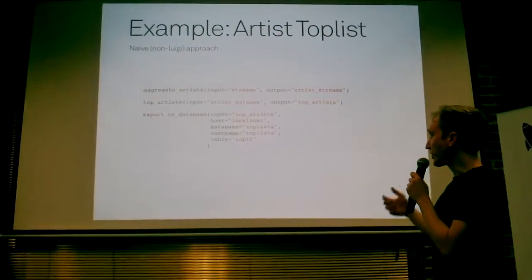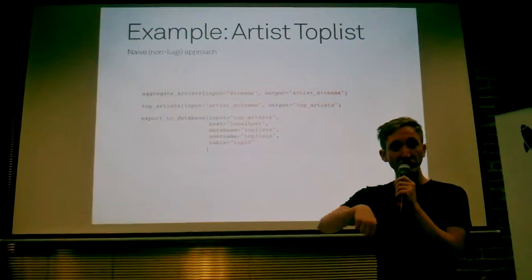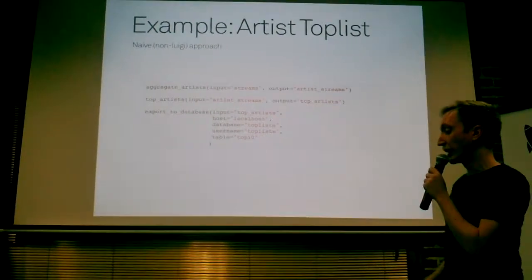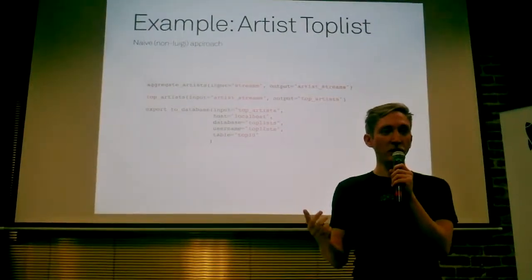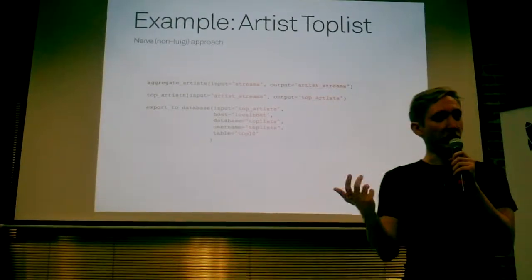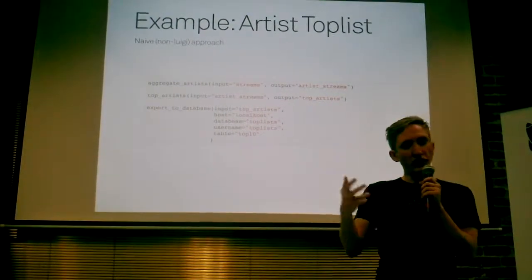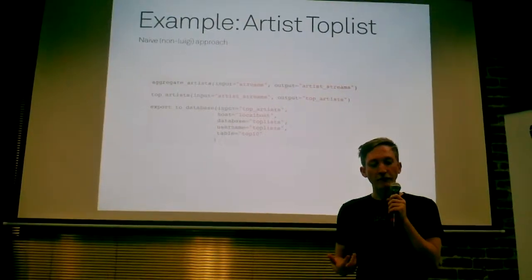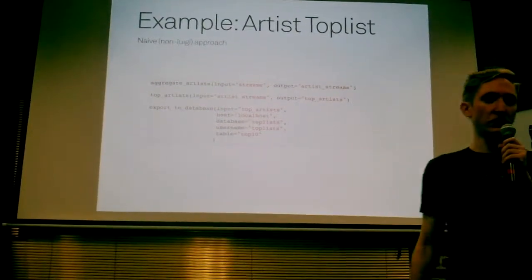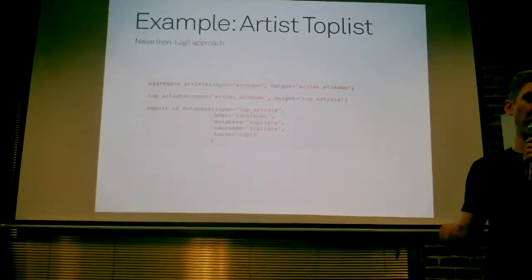And it would be very similar. We have an input, which is the output from the previous step, and we create a new output, which would be the top artists. And then in the last step, we would take this data from the top artists and export that into a database. So this is a way of structuring our data processing. Instead of just having one large script, you would split it up into chunks.